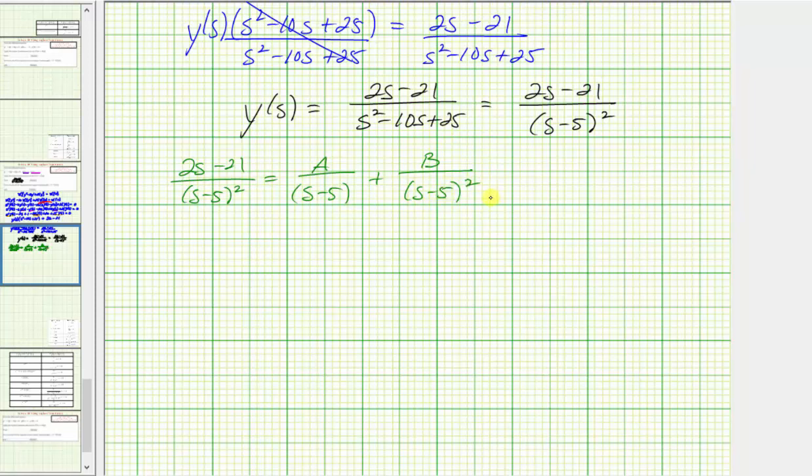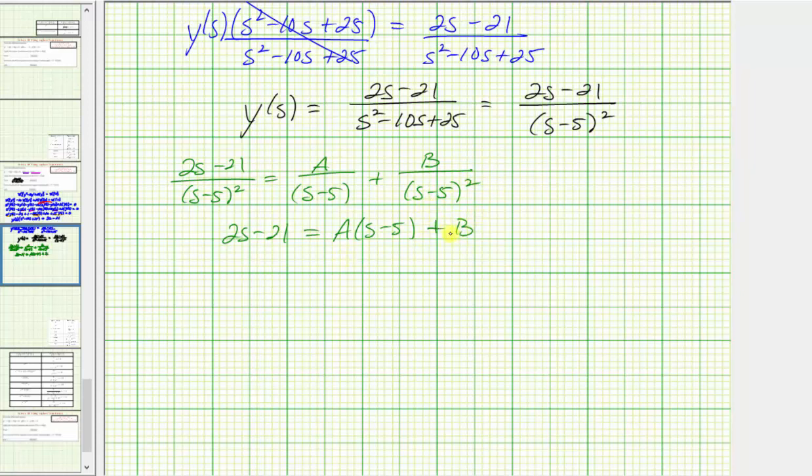And now we'll form the basic equation by multiplying both sides by the quantity s minus 5 squared. Well, that would give us the equation 2s minus 21 equals, when multiplying the square of s minus 5 times this fraction, one factor of s minus 5 would simplify out, giving us a times the quantity s minus 5. And when multiplying the quantity s minus 5 squared and this fraction, both factors of s minus 5 would simplify out, giving us just plus b.